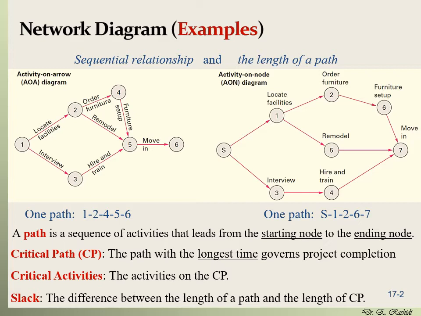Then let's now talk about the critical path. Among the paths, there is a path that has the longest time, and that's called the critical path. The path with the longest time, because each of these activities would actually take time to be completed. And the path that takes the longest is going to be called the critical path. And the activities that are on the critical path are called critical activities.